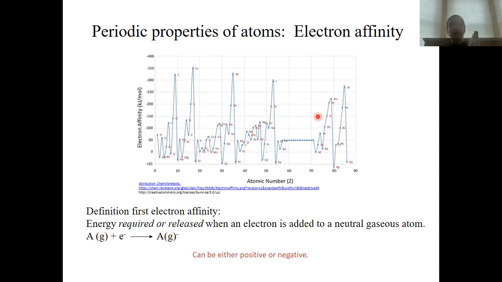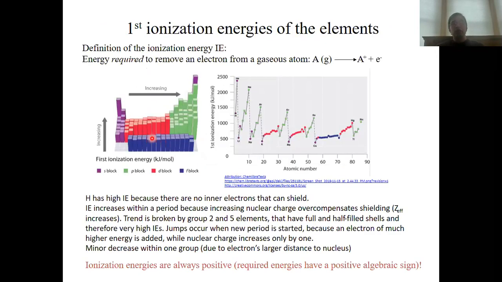Okay, so generally, electron affinities are also significantly smaller than ionization energies. Okay, so they're in the order of a few hundred kilojoules per mole, where first ionization energies, we can go back here and look at this scale, are typically in the order of, well, many hundreds to a few thousand kilojoules per mole.